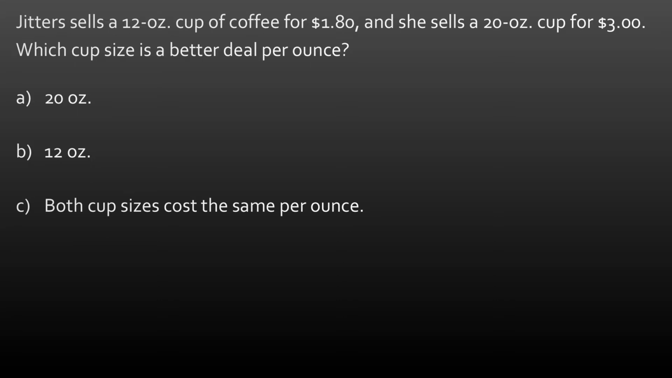Our next question says that Jitters sells a 12-ounce cup of coffee for $1.80, and she sells a 20-ounce cup for $3. What we want to do for this problem here is we want to find the unit rate of each of these cups of coffee. So if she pays $1.80 for a 12-ounce cup, so let's write that ratio. And then she's paying $3 for a 20-ounce cup. So what this is going to tell us is it's going to tell us if they're cheaper, if one is more than the other, and so on.